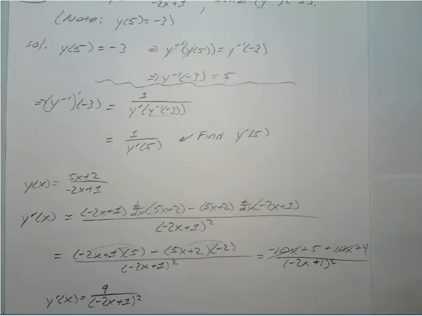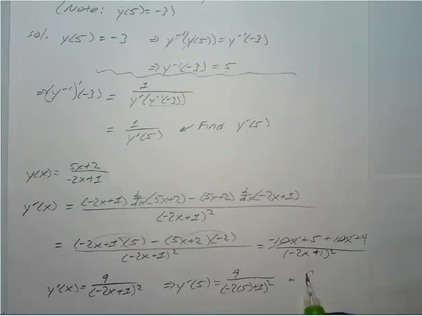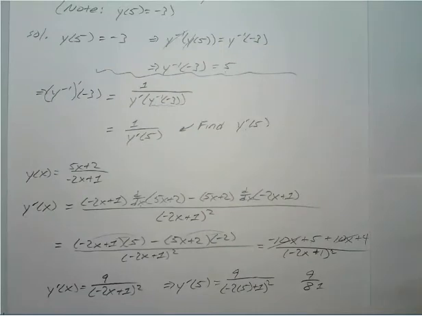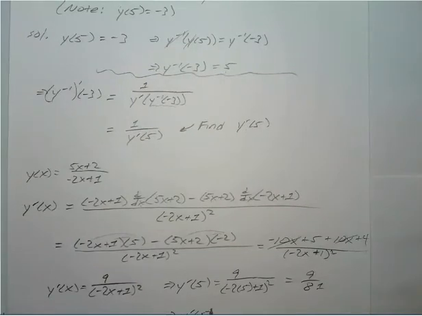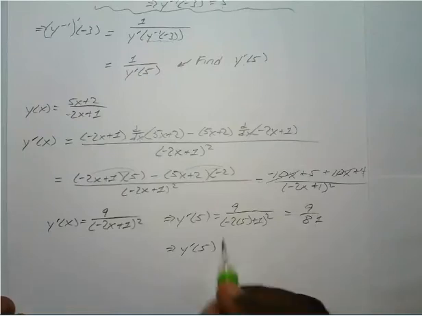Alright. Now, since we want to find y prime of 5, y prime of 5 is equal to 9 over negative 2 times 5 plus 1 squared, which is 9 over 81. So that means your y prime at 5 is 9 over 81, which simplifies to 1/9.